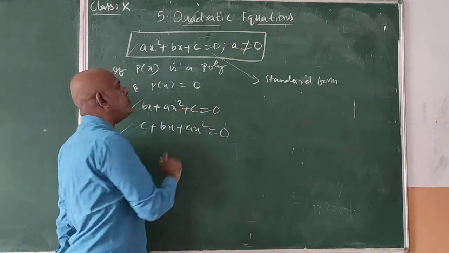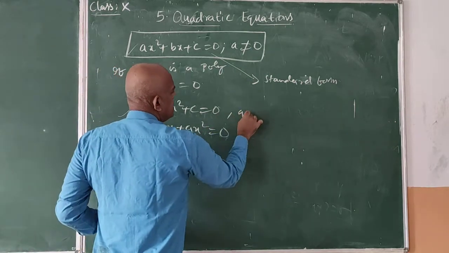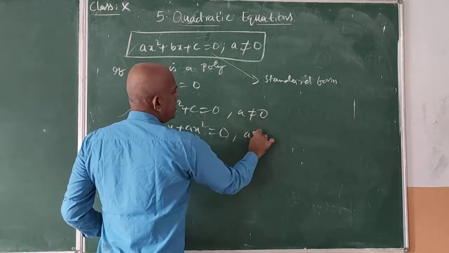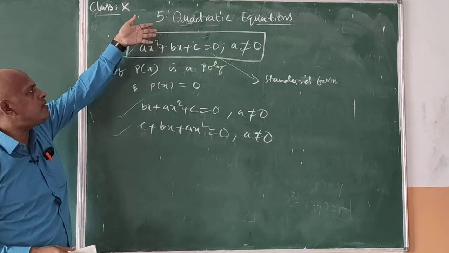This is the standard form of quadratic equation. This is a quadratic equation. This is also a quadratic equation. The same condition applies here: a is not equal to 0. So 1, 2, 3, these are all the general forms of quadratic equation.